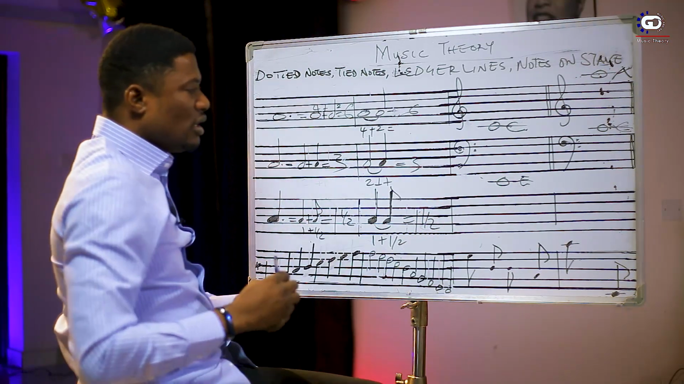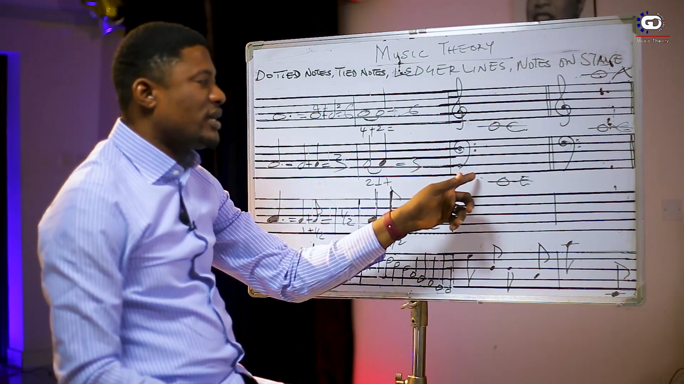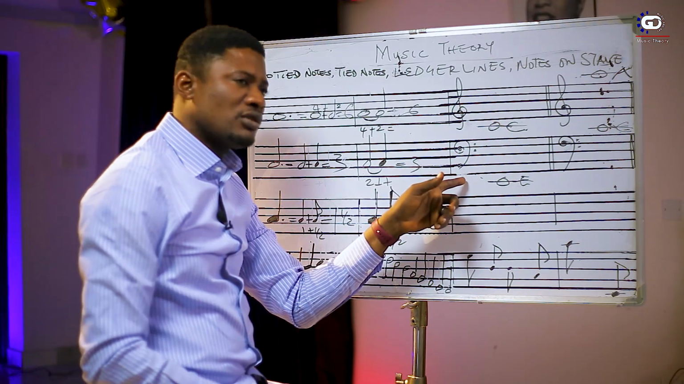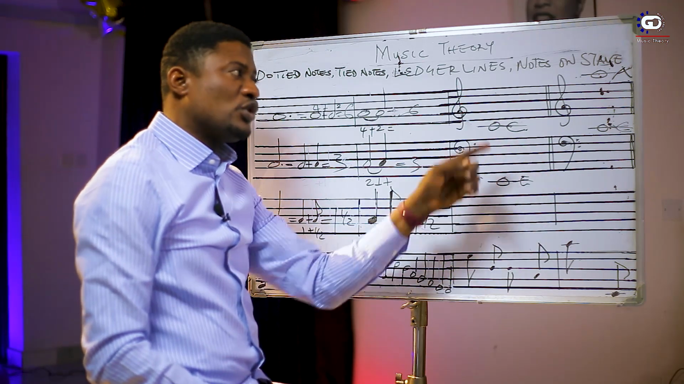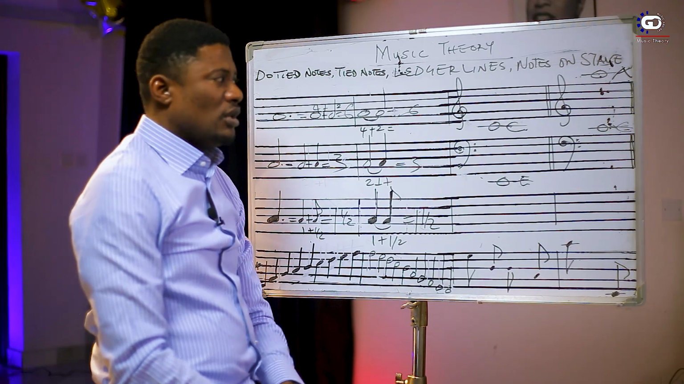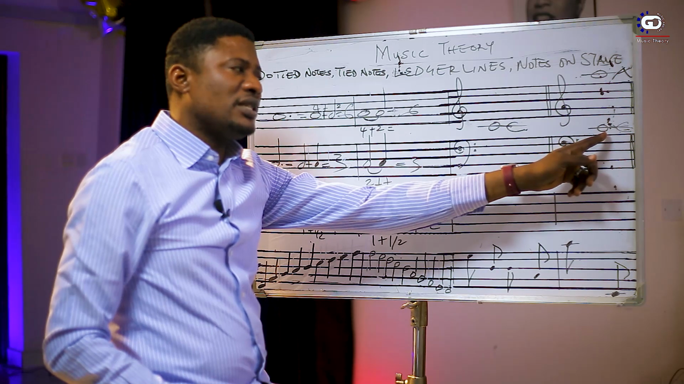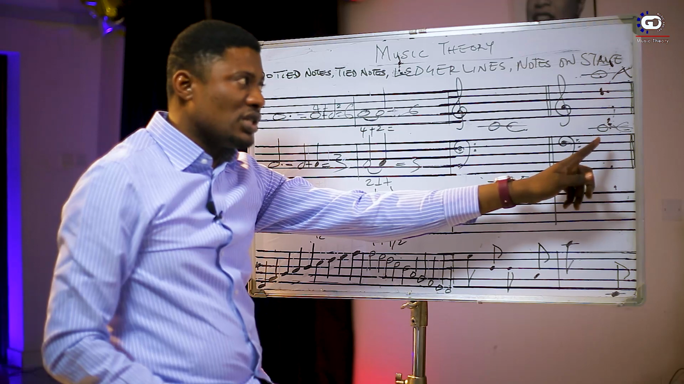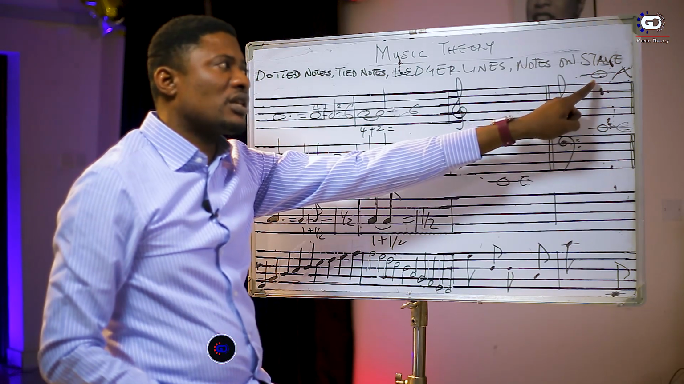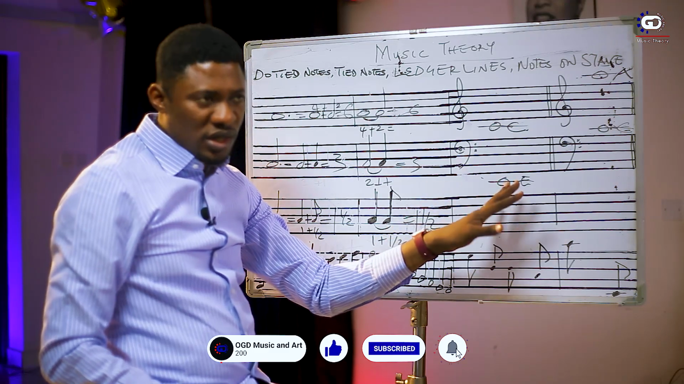Please note that it is not all ledger lines that will give you C. And that is why it is very important for you to count the letter names of the staff for you to arrive at the letter. But your ledger line below the treble clef, the ledger line above the bass clef, can give you middle C. But the ledger line above the treble clef will give you A. The ledger line below the bass clef will give you your E, right? Good.